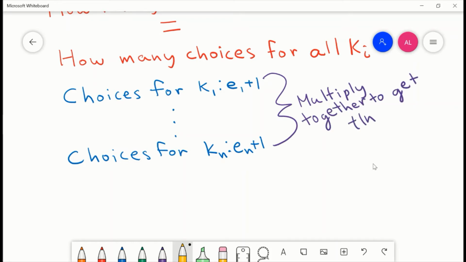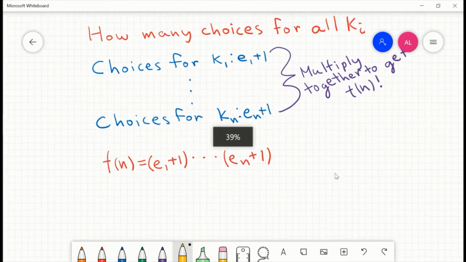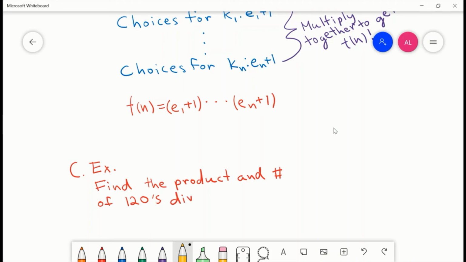So, to get T of n, we multiply all these together, and this leads us to the grand formula: T of n is equal to all of these multiplied together. Now, that may seem like a lot of words, but what we're going to do is an example. So, this is the example, and we are going to find the product and number of 120's divisors.